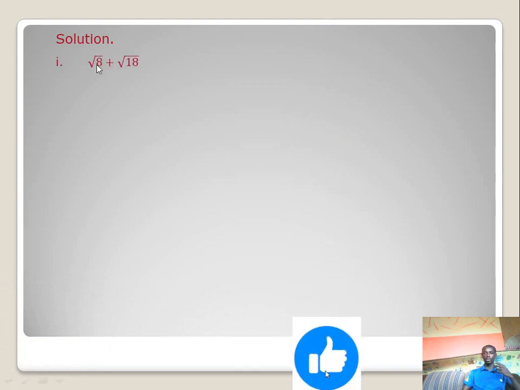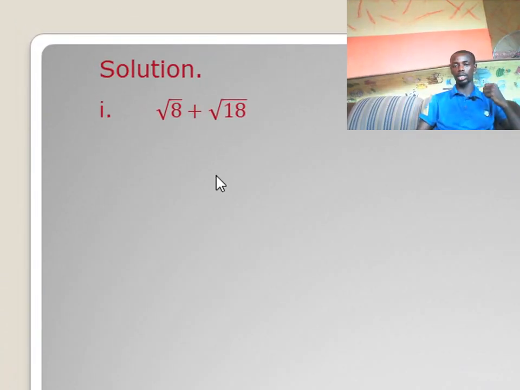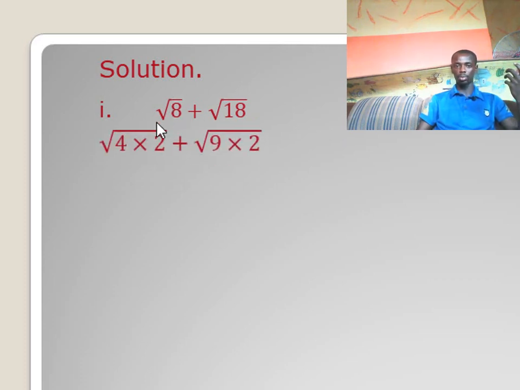Now we want to simplify root 8 plus root 18. I won't be taking us through the factors of all that, so by now we should be able to handle that. Now I can split root 8 into root 4 and root 2. Okay, root 8 can be split into root 4 and root 2. So here I'm having root 4 multiplied by 2 plus root 9 multiplied by 2. Root 18 is giving me root 9 multiplied by 2.